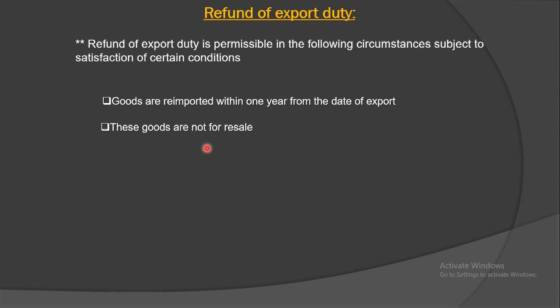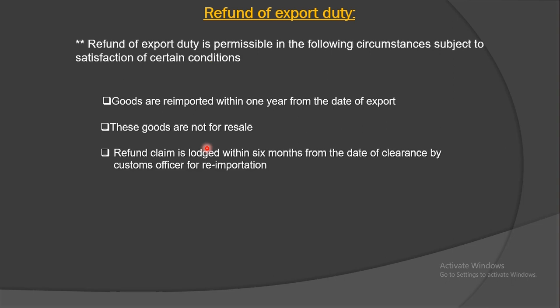You cannot sell those goods, and you have to claim your refund within 6 months from the date of clearance by the custom officer for importation. So you need to satisfy all these three conditions to claim the export duty refund.